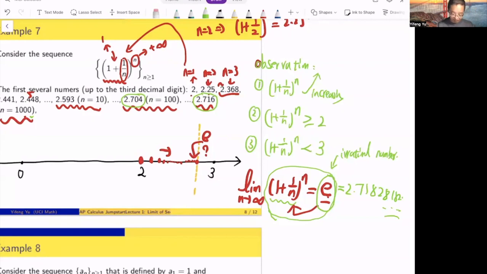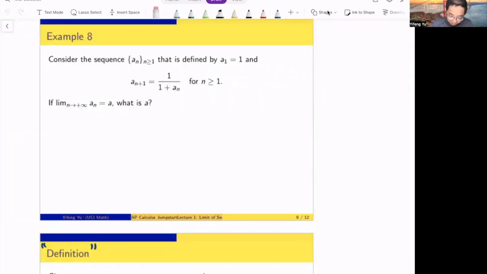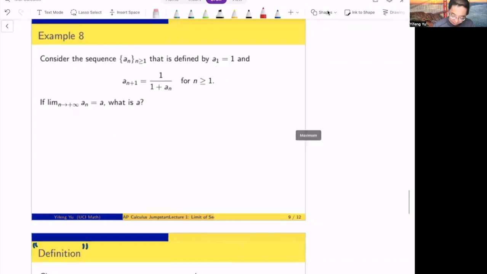Okay. Example 8. Here we have a sequence a_n. The first term is 1, and the whole sequence is defined by a recurrence relation instead of an explicit formula. Okay, and suppose we know the limit of the sequence exists, and the question is, what is the limit? All right, we can try to write out the first several terms of the sequence.